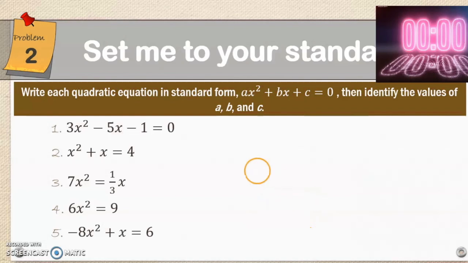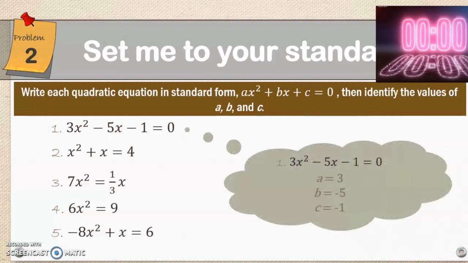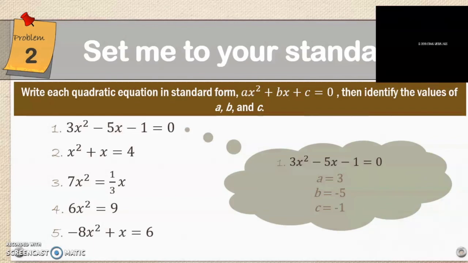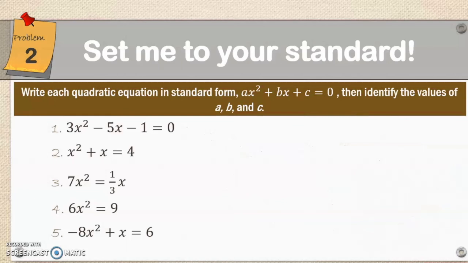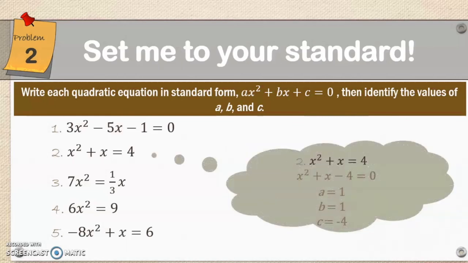Okay. So, ready? Get now the red open to check your answer. Number 1. Yung number 1, naka-standard form na siya. So, you just get na lang the values of a, b, and c. A is 3, b is negative 5, and c is negative 1. Number 2. The standard form is x squared plus x minus 4 is equal to 0. The value of a is 1, b is 1, and c is negative 4.